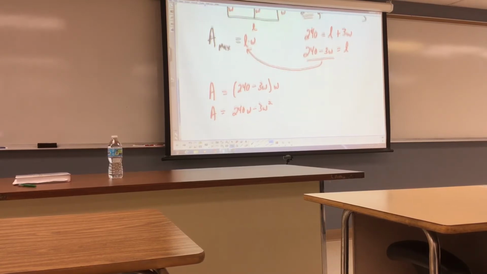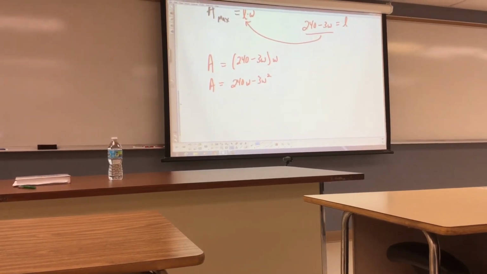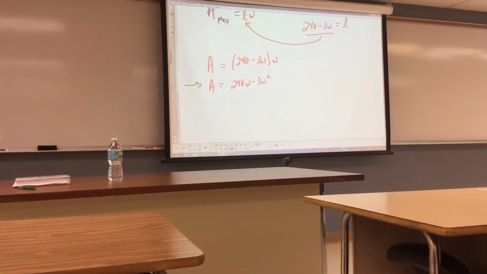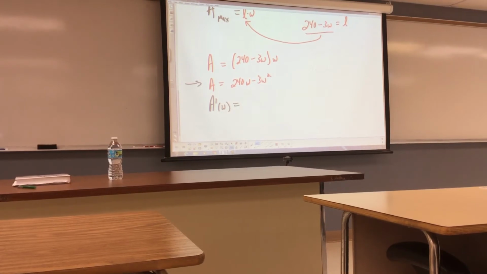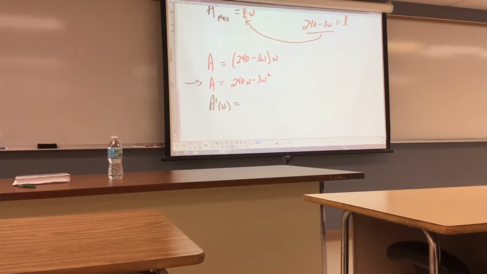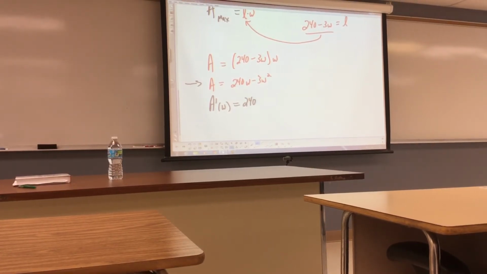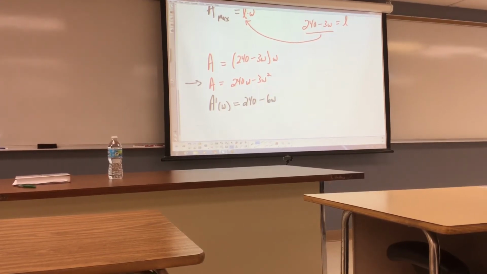Alright, so then we do our substitution, and now we're here. So we've got one equation and one variable, so now it's time to take the derivative with respect to W. So what's the derivative of 240W? 240. And the derivative of negative 3W squared? Negative 6W, right? Okay. And then what do we do with the derivative once we have it?